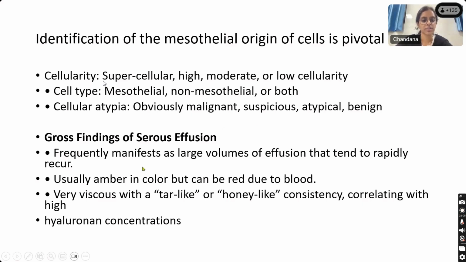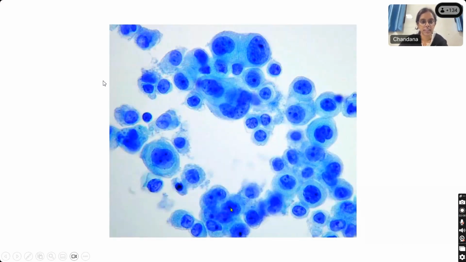Gross findings of serous effusions frequently manifest as large volumes of effusion that tend to rapidly recur, usually amber in color, that can be red due to blood, very viscous with a tar-like or honey-like consistency, correlating with high hyaluronic acid concentrations. Yes. Now, this picture I have focused, this is from Dr.